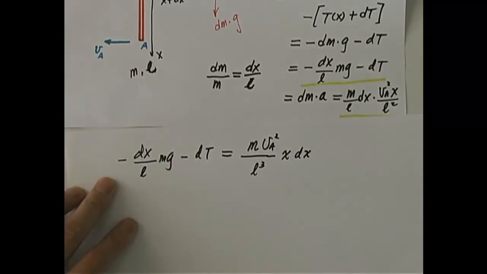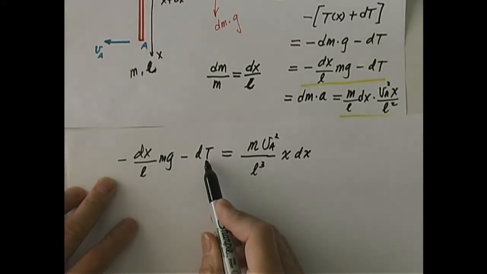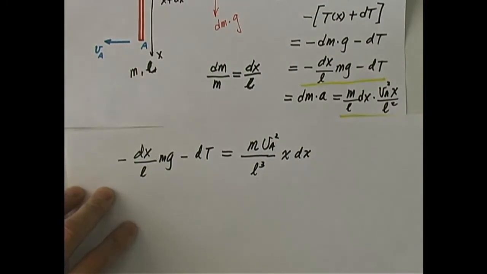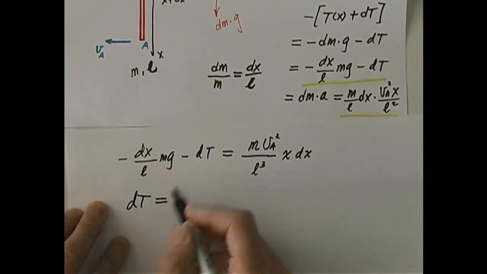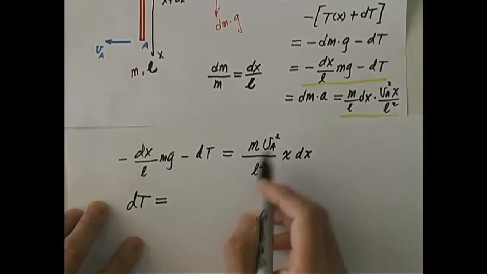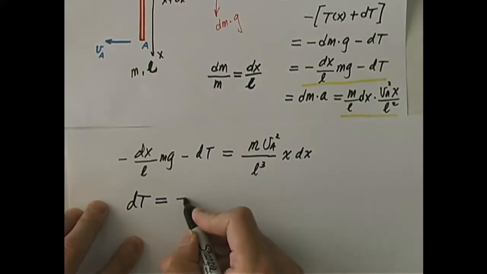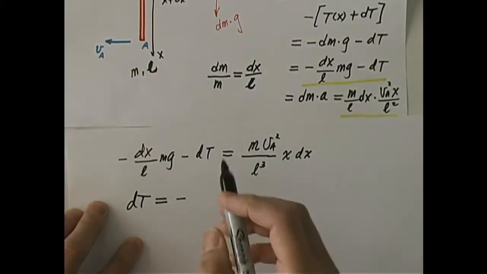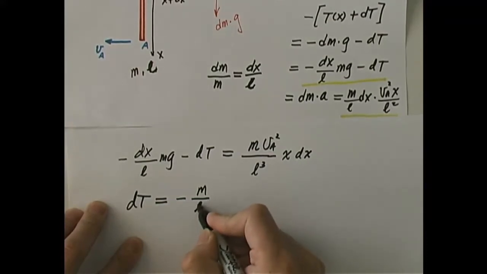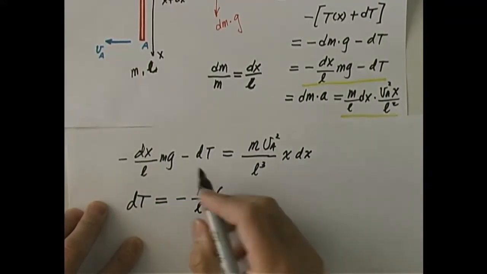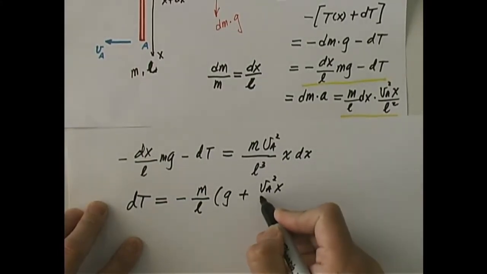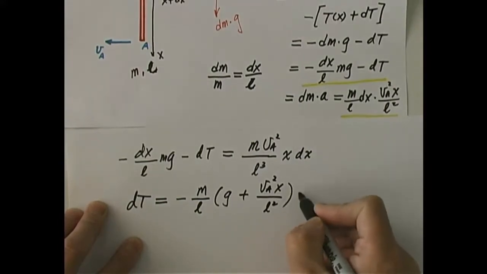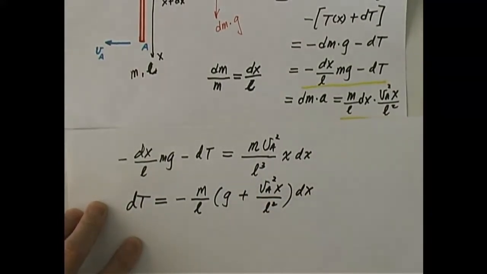Now, exactly what I'm looking for. I am looking for T, how it depends on x. I only have dT. So let me solve for dT and I can integrate. So what's dT equal to? dT equals, move this dT to the other side. You have two negative terms, one here, one from there. Negative, everything has m over L and dx. So I'm going to take that out, m over L. And here you just have g plus V_A squared x over L squared, and then dx. Okay, this is just rearranging the terms.